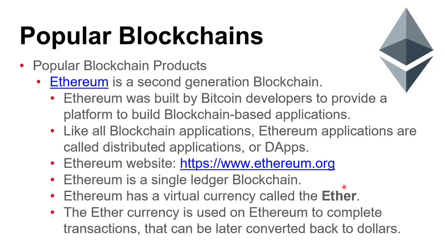This is the Ethereum website. Ethereum, like Bitcoin, is a single ledger. All nodes are identical. Ethereum has a native token. It's called Ether. And you must pay a certain amount of Ether to actually run your applications on Ethereum. Ethereum is getting faster with the amount of transactions that can be processed, and the Ethereum currency is used to complete transactions on the Ethereum network.